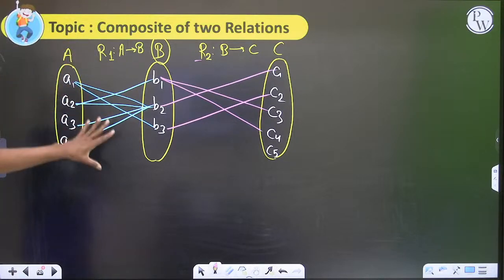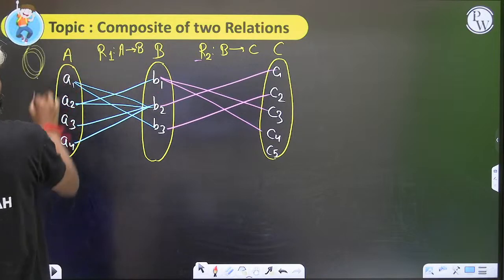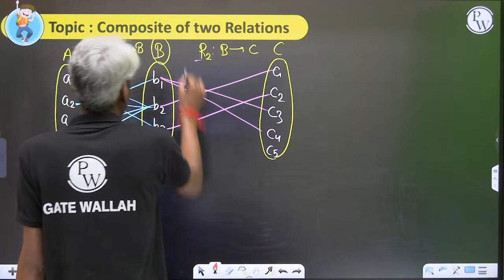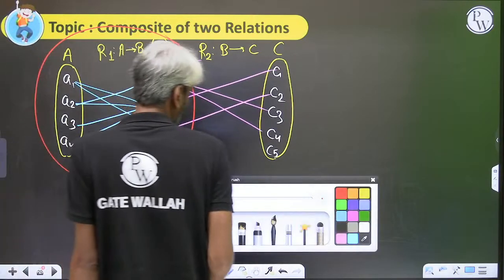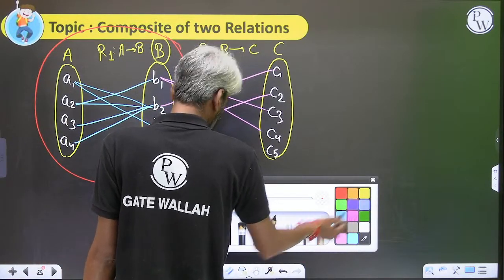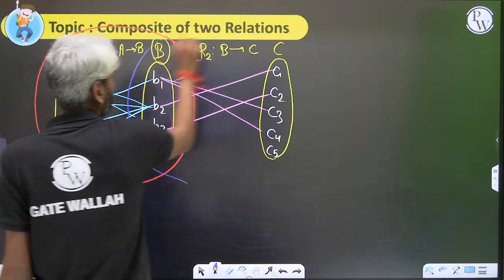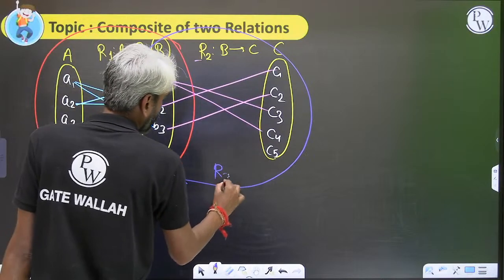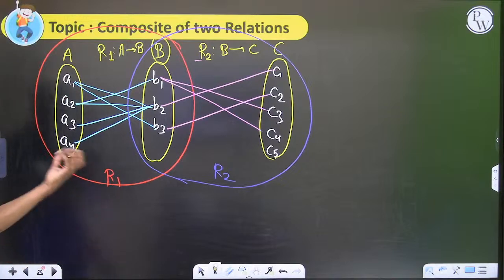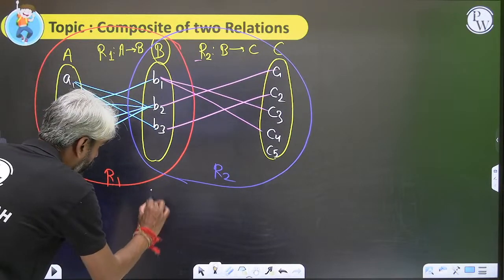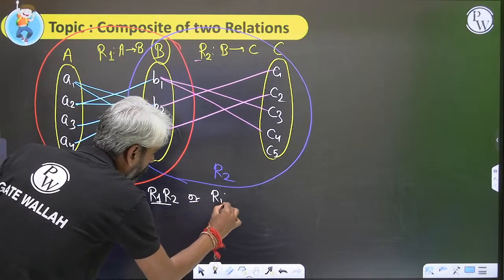What you see here in the red color circle is your relation R1. And what you see in the blue color circle is your relation R2. Now, the composite of R1 and R2 is denoted by R1R2 or R1 R2.